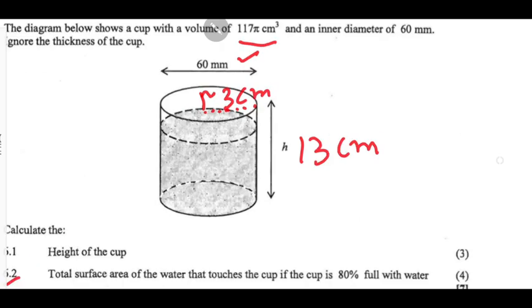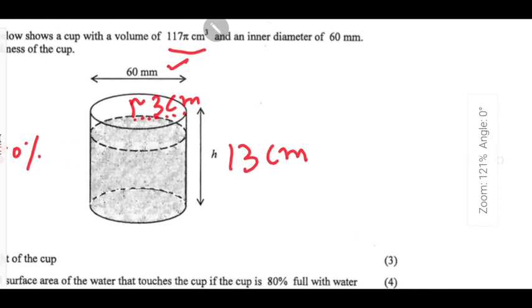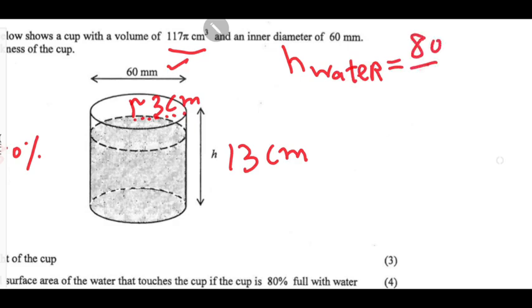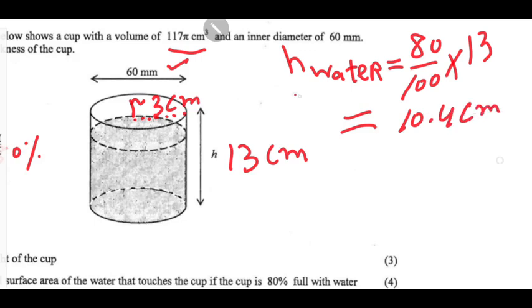Second question says calculate the total surface area of the water that touches the cup if the cup is 80% full with water. So the cup is only 80% full. Don't forget this one. So the height of the water now is going to be different. So the height of the water is going to be now 80% multiply 13 because total is 13 but the 80% is full. So that will give me answer 10,4 centimeters. So this is the height of the water now.